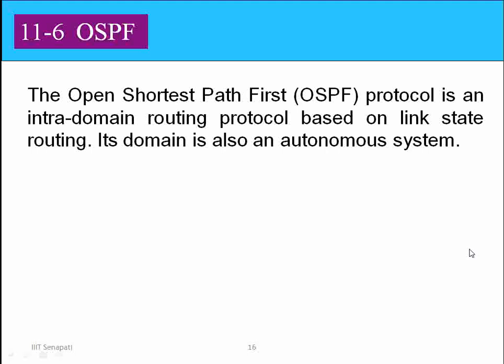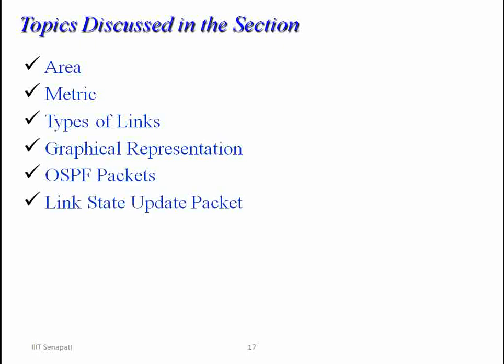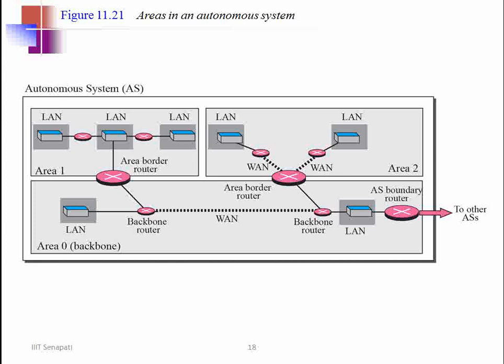Within an autonomous system you will try to have this protocol. Now we are going to discuss a few things like what is an area, what is a metric, what is a type of link, how something can be represented graphically, how this OSPF packet looks, how this update packet looks like, and other kinds of packets if at all there is an encapsulation. So let us talk about area.